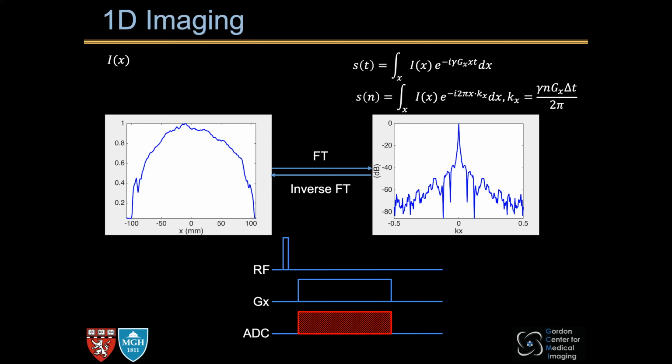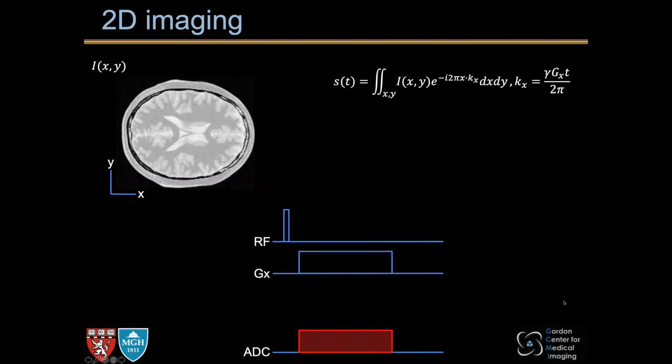So now we know how to do 1D imaging. The question is, how do we do 2D imaging? Well, let's go ahead and perform the experiment we know how to perform so far. Let's see how it works. Say we have a 2D imaging object, and we perform this 1D imaging experiment as we discussed before. We apply the RF pulse. We apply a constant gradient field, and then we acquire data. Let's see how the signal looks.